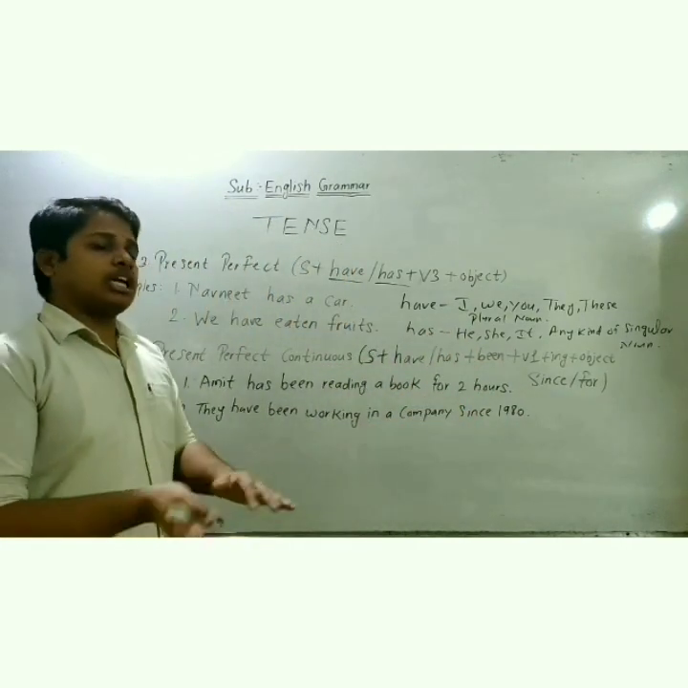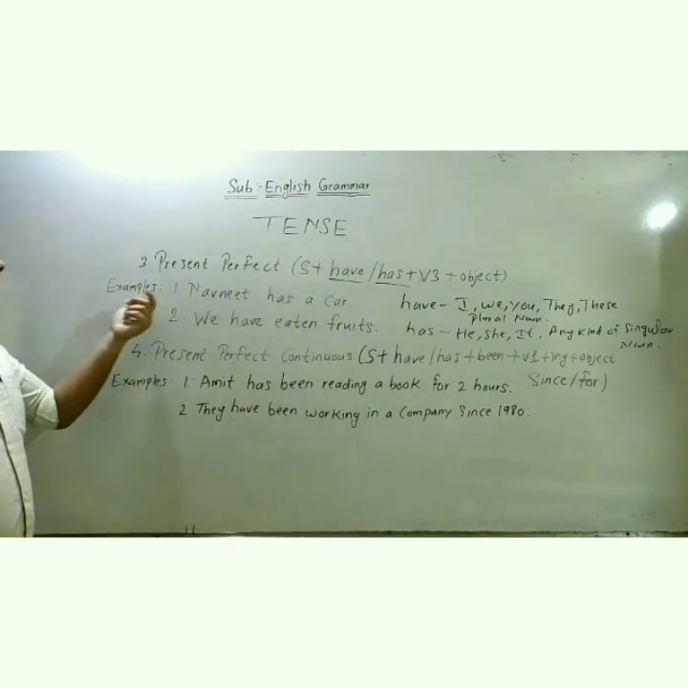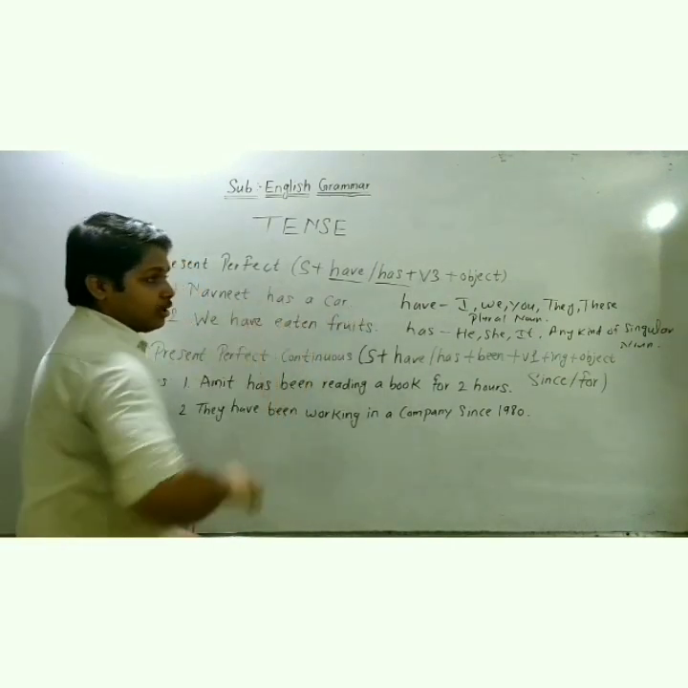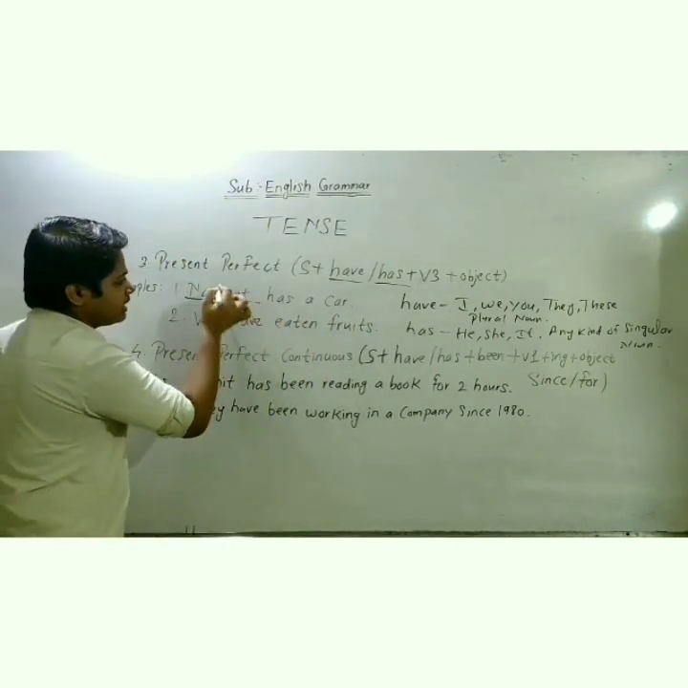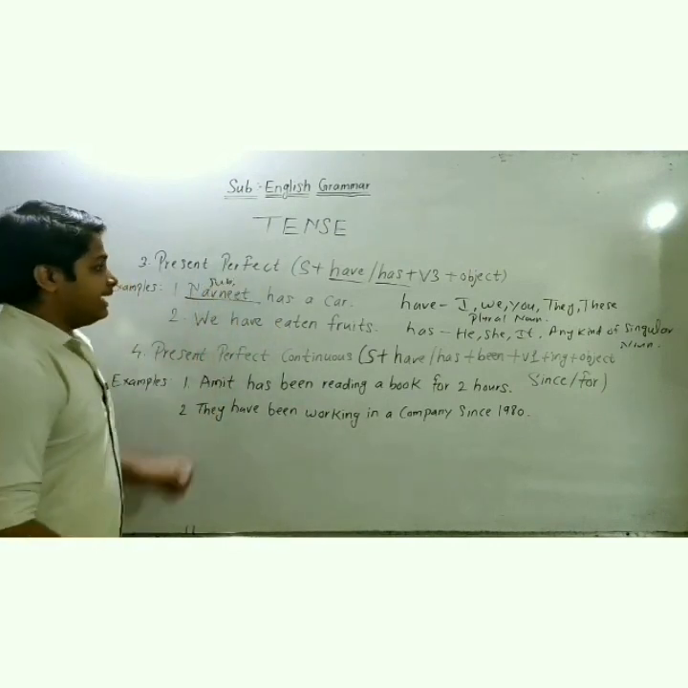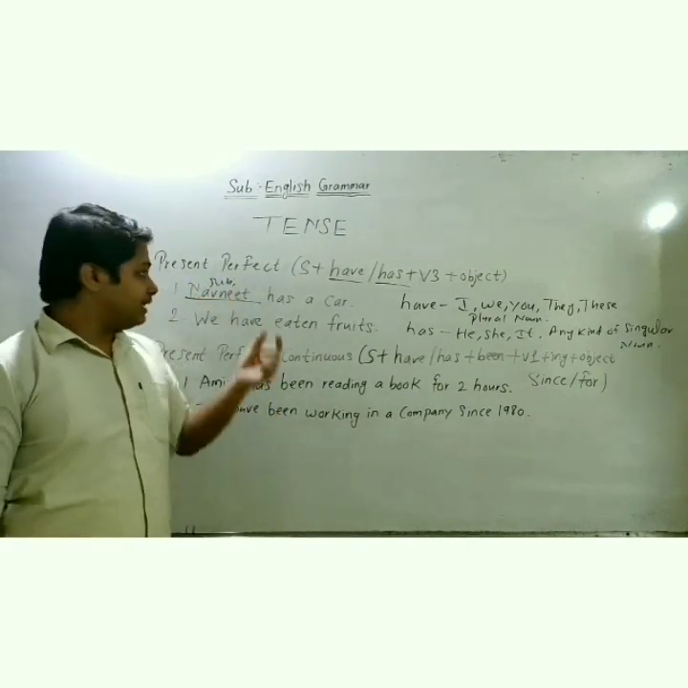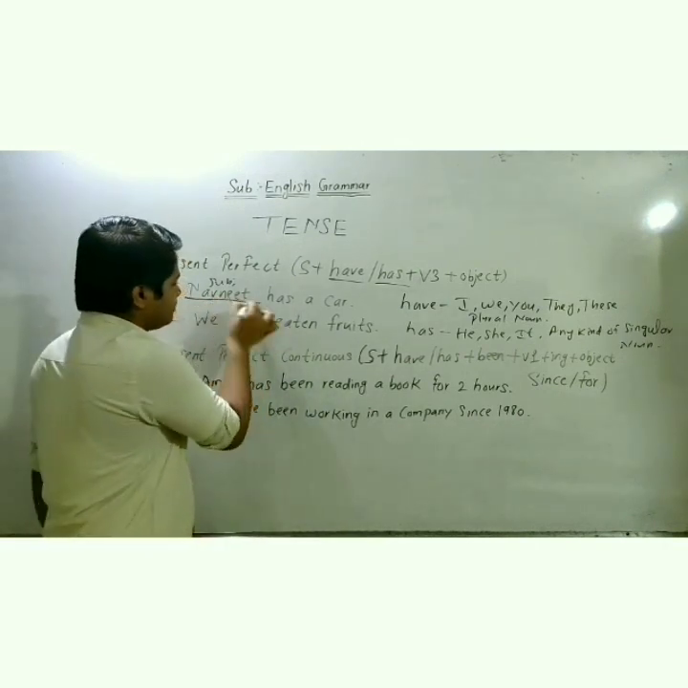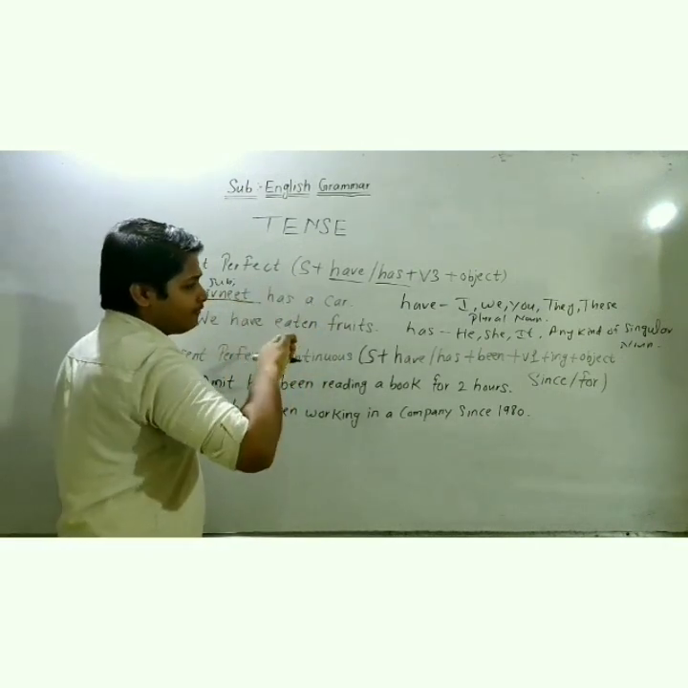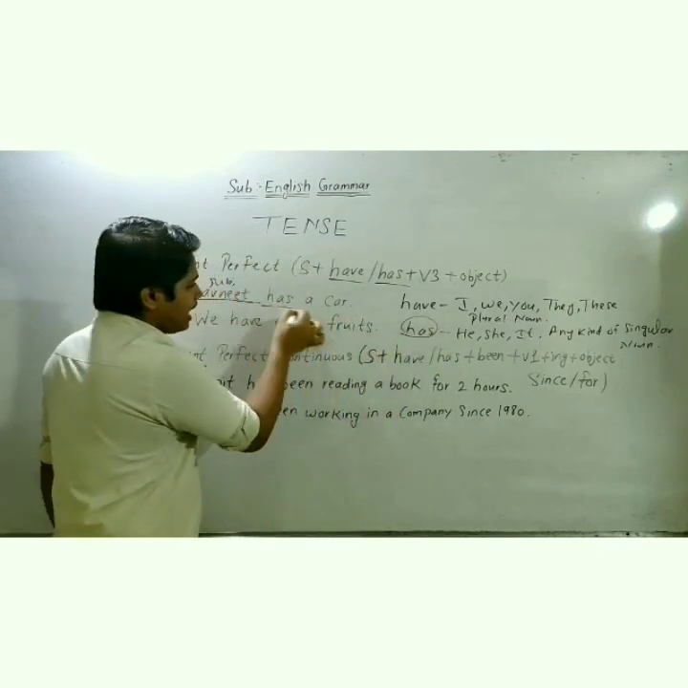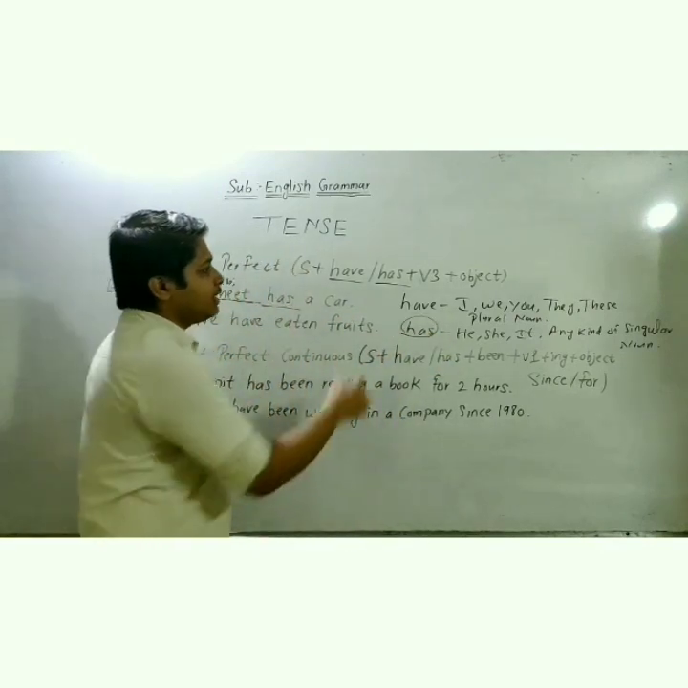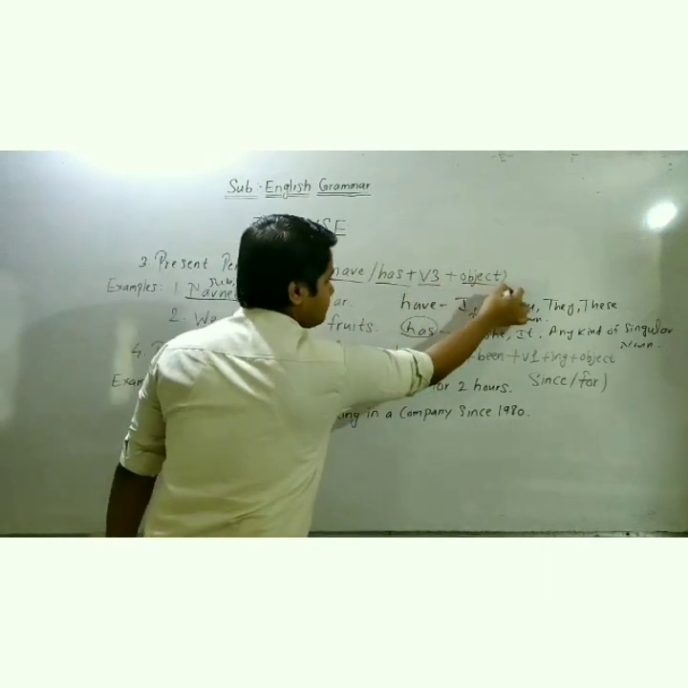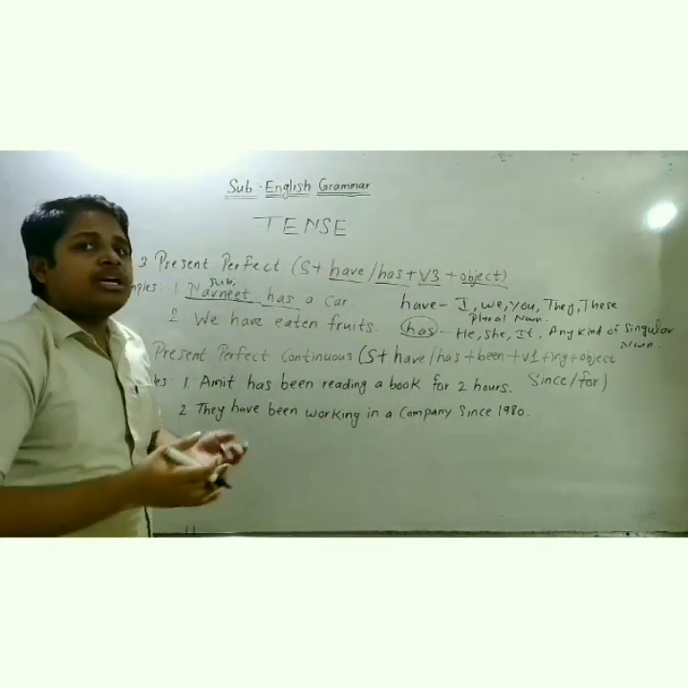So let's continue with the example. The first example is, as you can see, Navneet has a car. Here the subject is Navneet, right? It is a single name, a boy. Navneet has: according to the subject, a single subject is there, so we have to use has. And according to that, verb third form and object. So many students are confused.